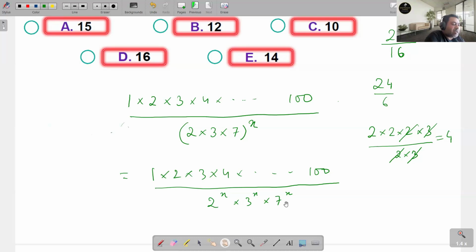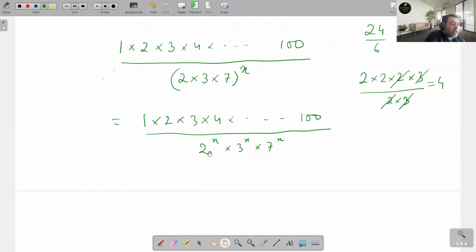Now let's understand another thing here, that the 2's will appear very frequently. The 2's will appear in 2, then again in 4, and then again in 6. Because 4 is 2 times 2, 6 is 2 times 3, 8 is 2 times 2 times 2, so on and so forth. So there'll be a lot of 2's in this 100 factorial, correct? So we can have a lot of 2's in the bottom also.